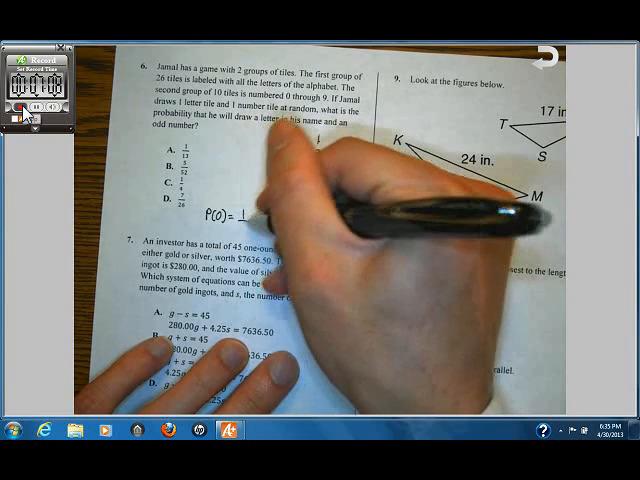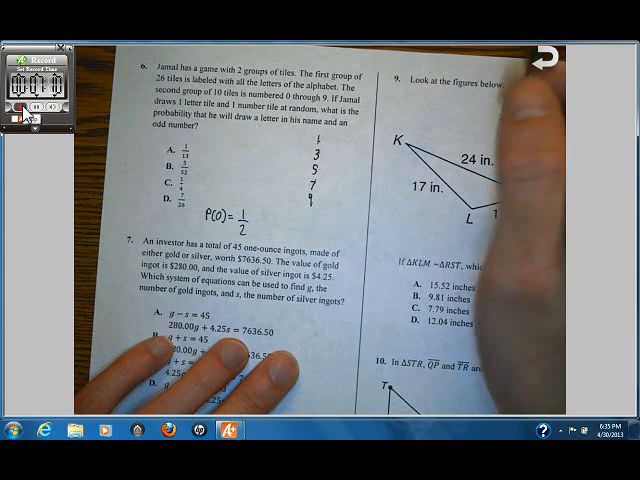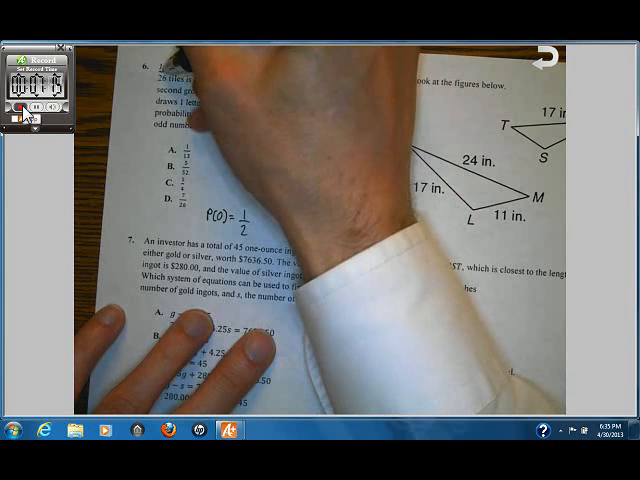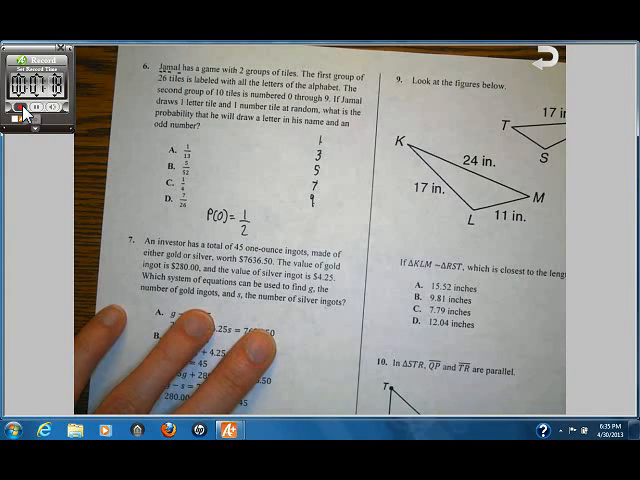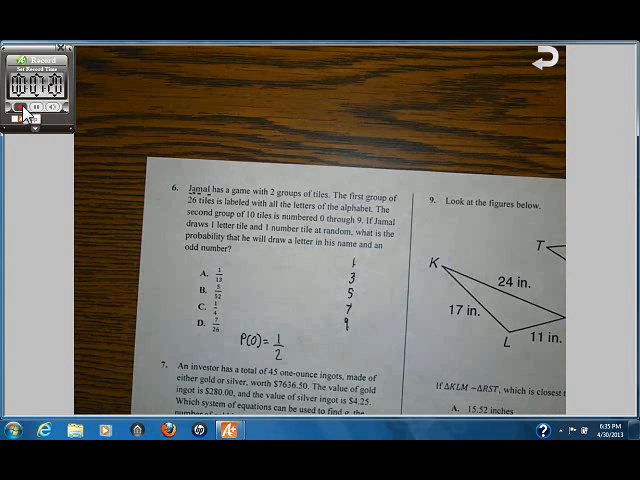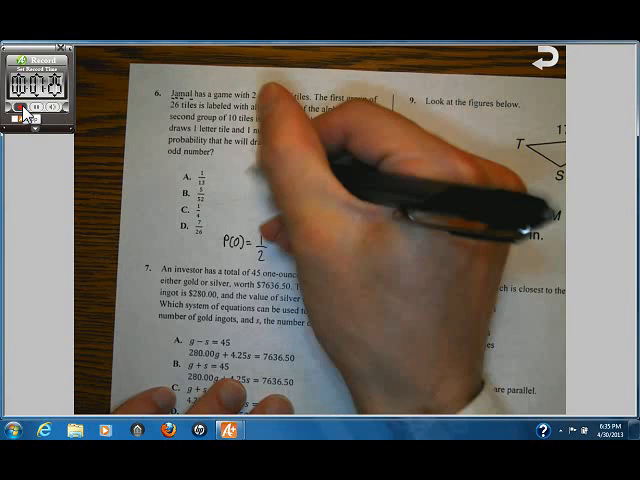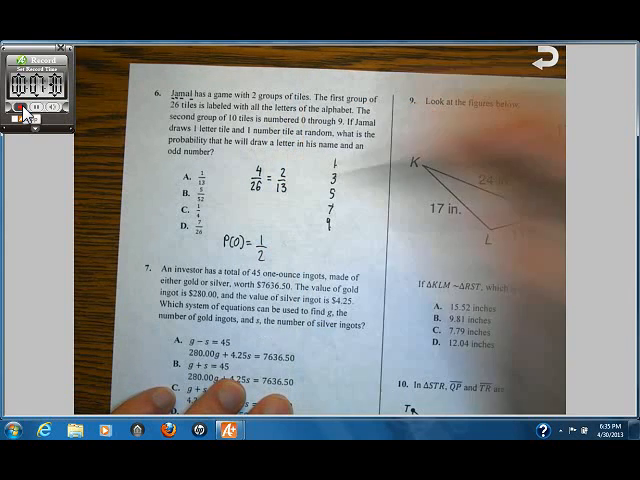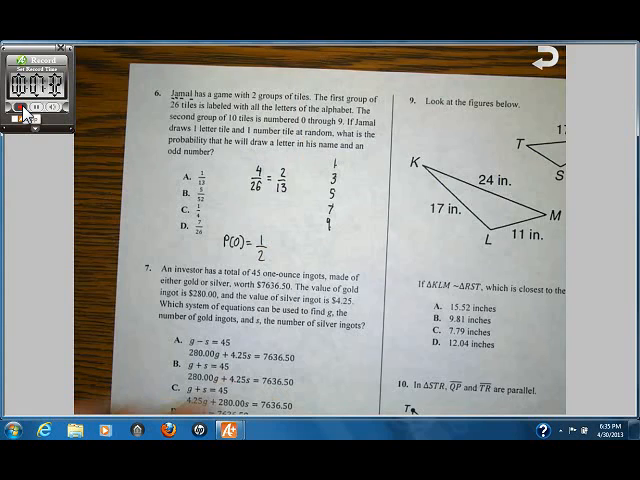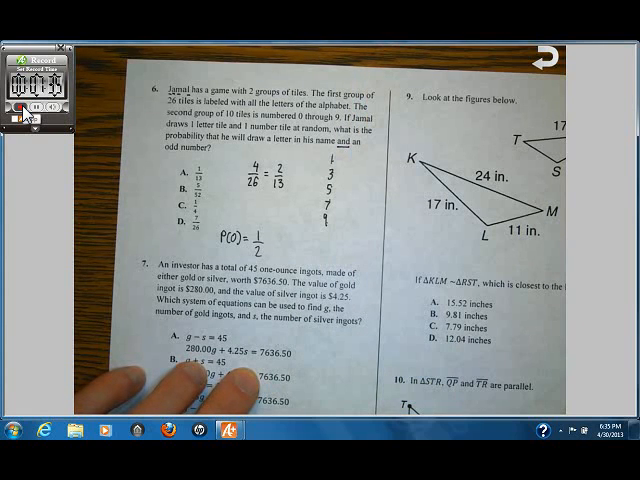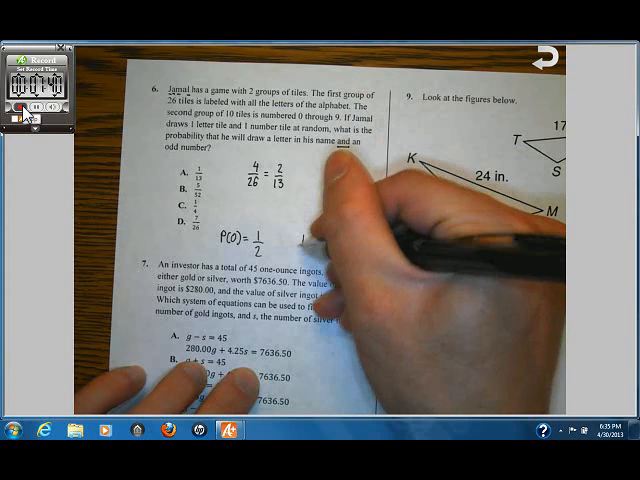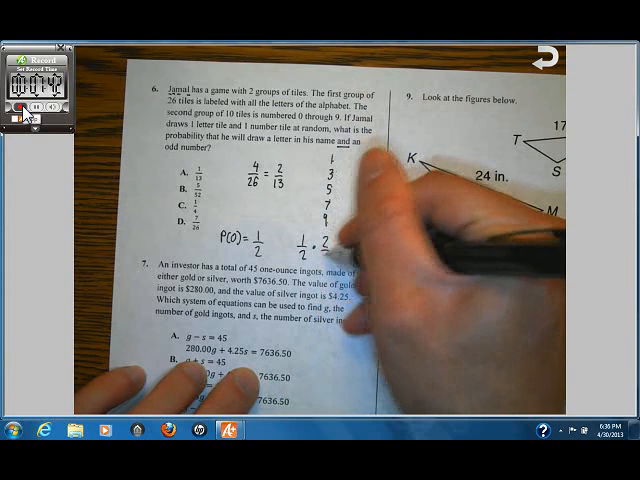Now, letters in his name. There are 26 letters in the alphabet, and Jamal has 1, 2, 3, 4 unique letters. Notice that in the name Jamal, A appears twice. That doesn't help you. So you're looking for 4 unique letters out of 26, which is a 2 out of 13. Now, it is an AND statement, so you're going to multiply the two fractions. So you're basically looking at 1/2 times 2 out of 13. The 2's cancel, and so 1 out of 13 is your correct response.